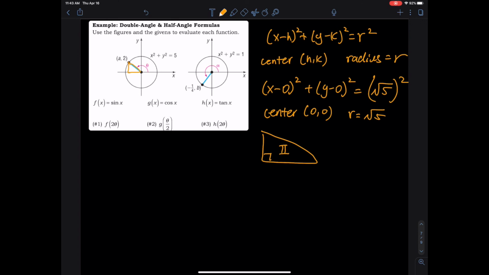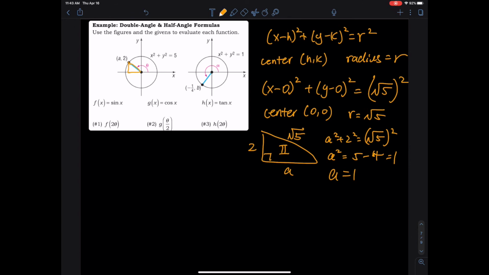So A, what is the x? We don't know what it is. So A, the y is equal to 2. The hypotenuse is equal to root 5. We use the Pythagorean theorem to find A. So we have A squared plus 2 squared equals root 5 squared. So that is A squared, 5 minus 4 equals 1, right? 5 minus 4 equals 1. Is A equal to 1 after the square root?